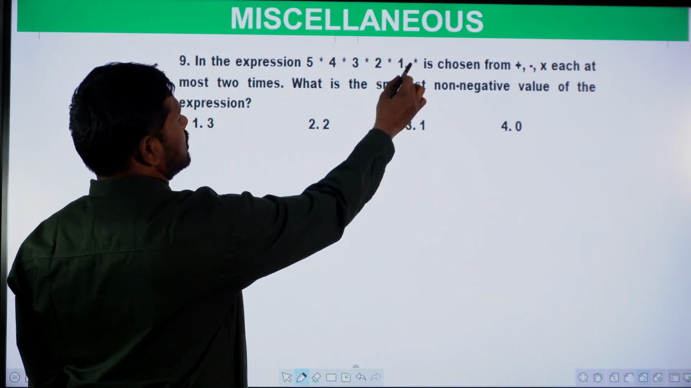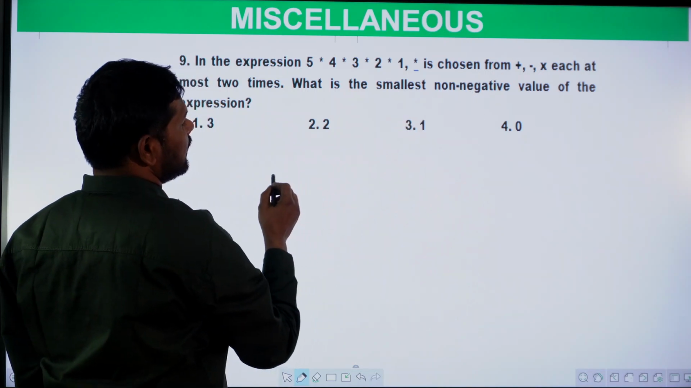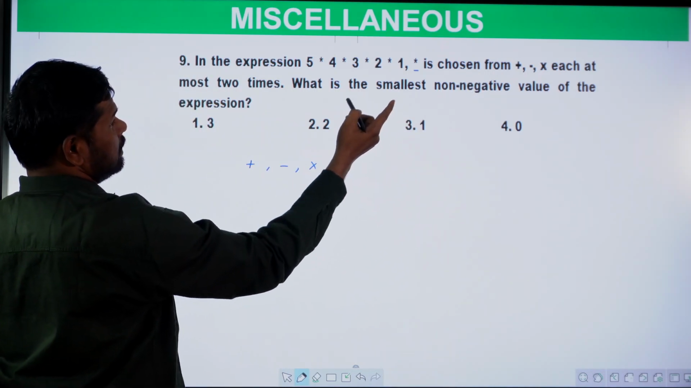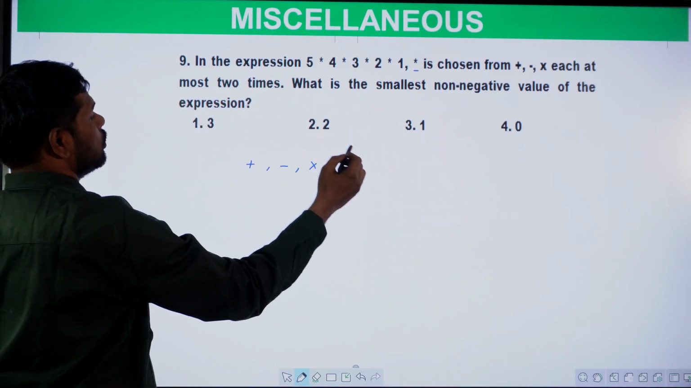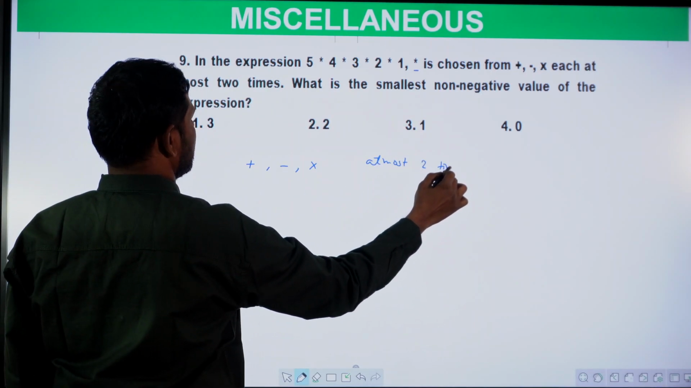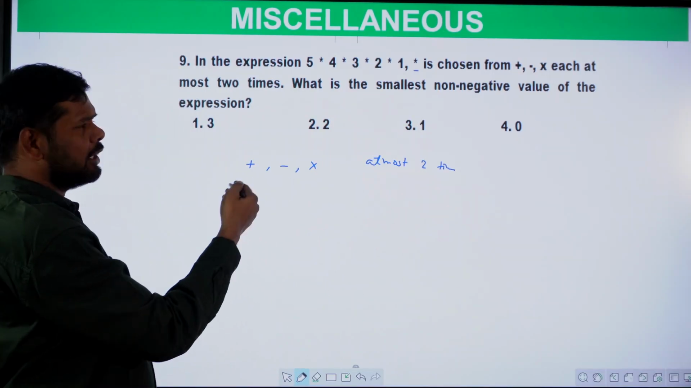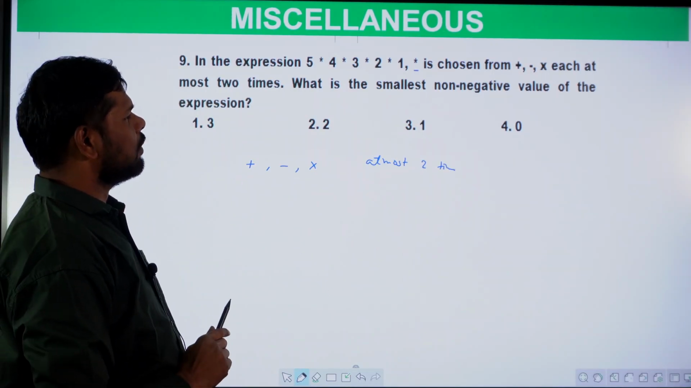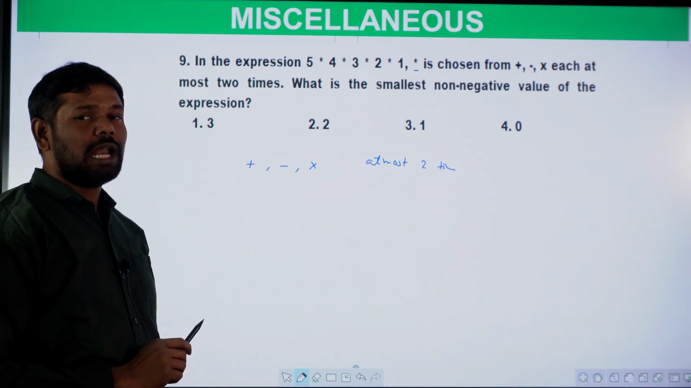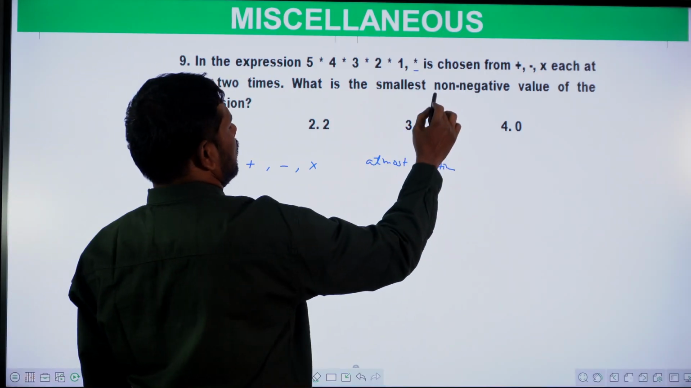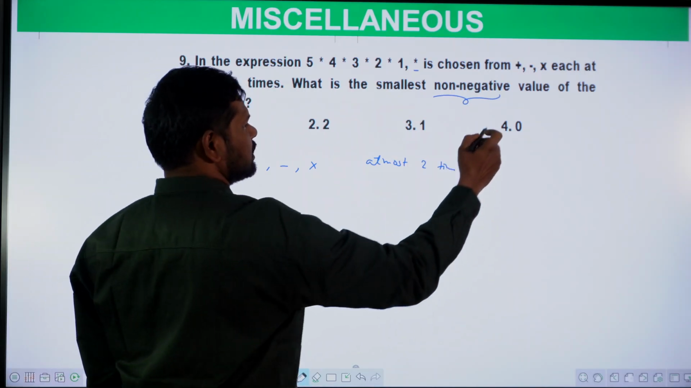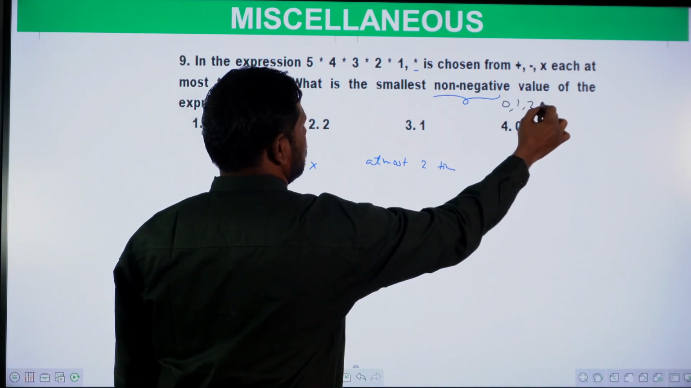each at most 2 times. Maybe you can use plus 2 times, or minus 2 times, or into 2 times. What is the smallest non-negative value of the expression? Non-negative, that is important. Non-negative means not only positive, it means 0 onwards: 0, 1, 2, 3.